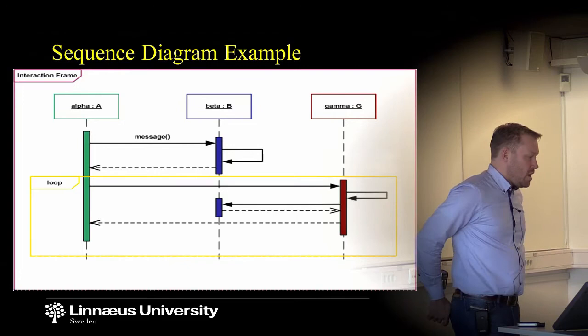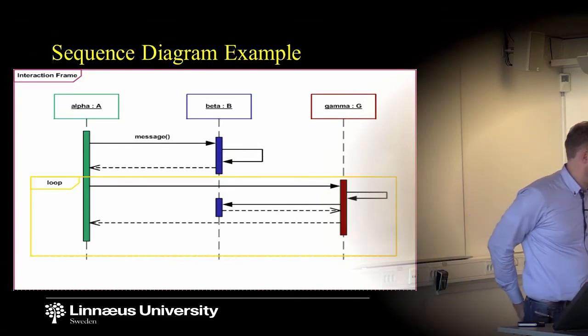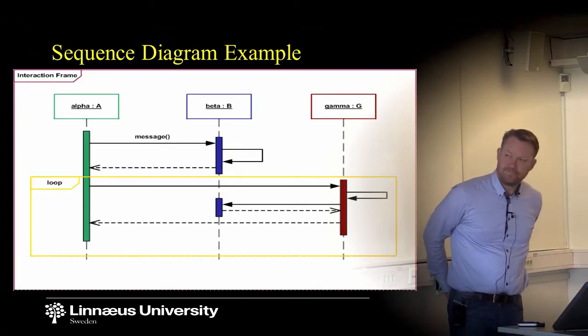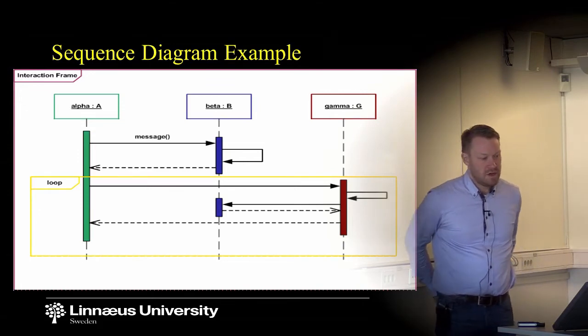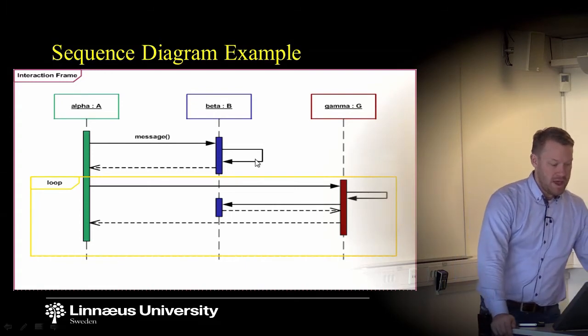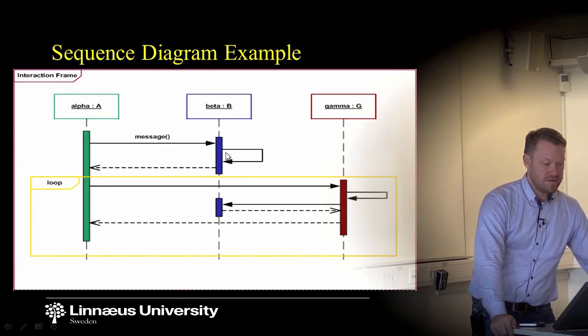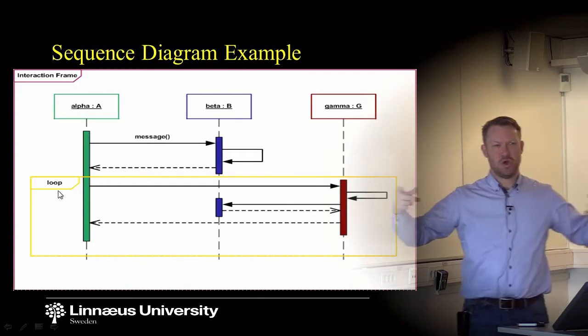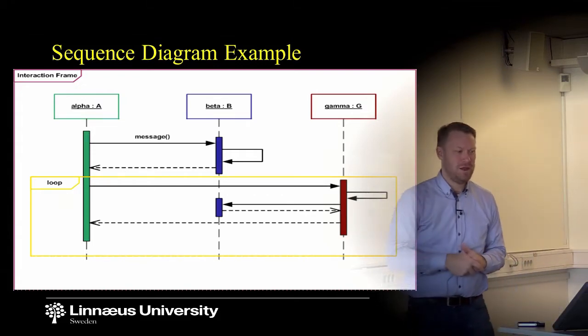Okay, so we can now, with the building blocks, build up something like this. Objects at the top, and objects exchanging messages. So here we have some synchronous message calls. Here we have a return. So we know that this message will return something to this object. Then we have an interaction frame here, which is a loop. This is just to show you what it may look like, okay?